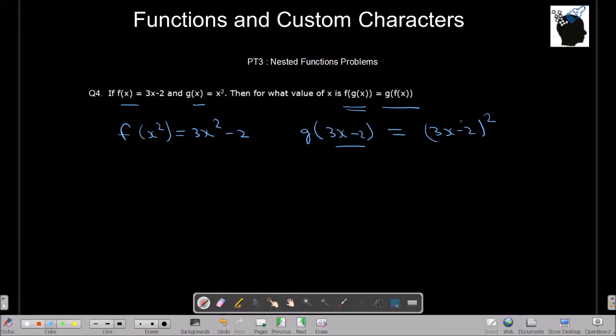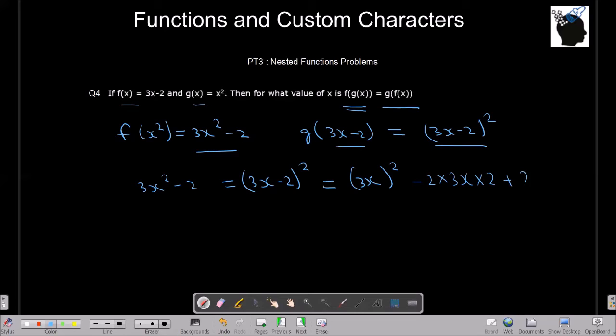And it is given to us that f of g of x is equal to g of f of x. That means these two values are equal. So 3x square minus 2 is equal to 3x minus 2 whole square. Let's use a minus b whole square. So that becomes a square minus 2ab plus b square, which is nothing but 9x square minus 3 into 2, 6 into 2, 12. So 12x plus 4, and that is equal to 3x square minus 2.